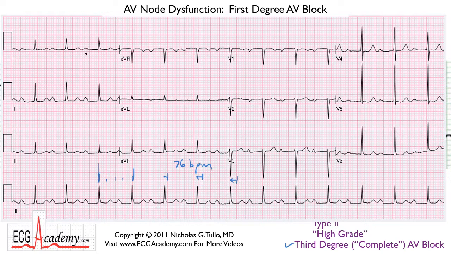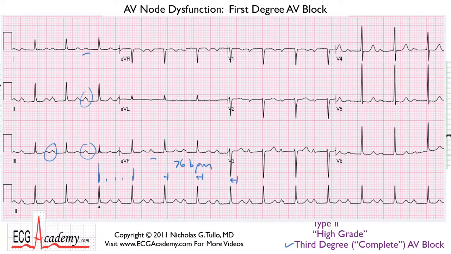We'll look at the P wave in 1 and AVF, and they're both upright. You can see those P waves right there. I think they stand out pretty nicely. You can see they're very tall and they're very sort of spiky, but look at that PR interval.